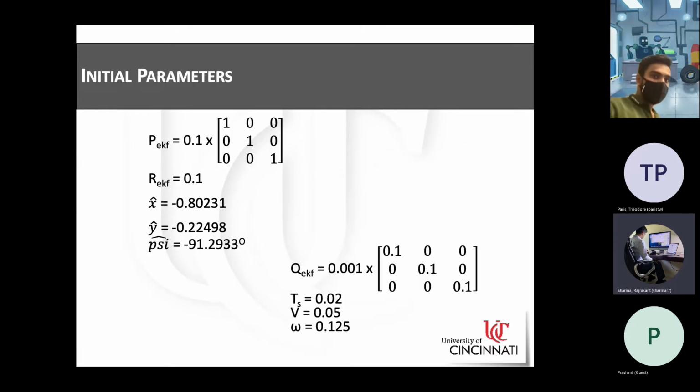So these are all initial parameters. P EKF is our error covariance matrix, and these are all initial states. We took our first measurement state as our initial states. And this is the sampling time, and velocity and angular speed are constant for the whole process.